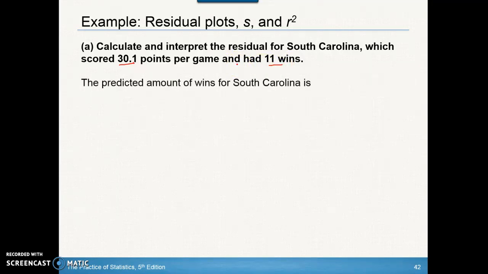So we need to find your residual. Residual is going to be your observed minus your predicted, so your observed y value minus your predicted y value. So we need to find: 11 wins is my observed y. This is my x value. So I know that I have 11 minus, but I don't know what my predicted wins are for 30.1. So we need to find the y hat for this particular value.